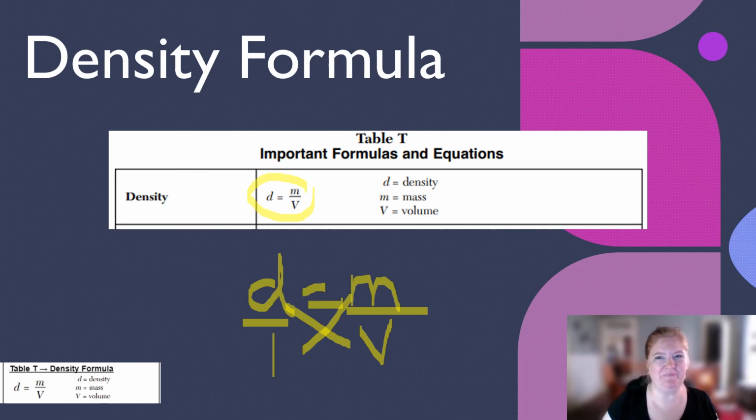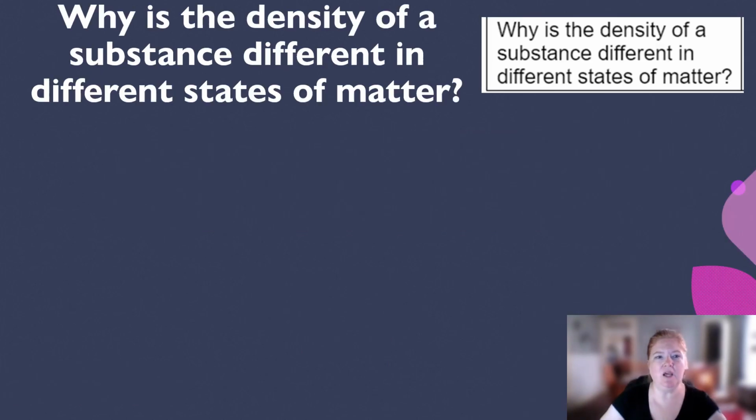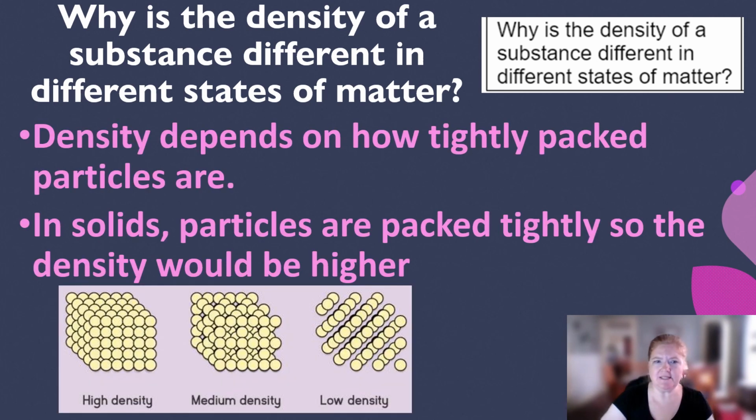It'll be easier. All right, and then why is the density of a substance different in different states of matter? We talked about it a little bit because density depends on how tightly packed those particles are. So in solids, they're packed more tightly, so the density would be higher. There's density.